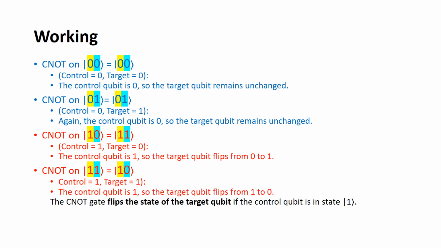There are 4 combinations of inputs as the CNOT gate works on 2 qubits. So the first 2 cases highlighted in blue show the control qubit is 0. So the target qubit, if it is 0, remains 0. If it is 1, it remains 1 without any change. In the other 2 cases, the control bit is 1. So the target qubit 0 changes to 1 and the target qubit 1 changes to 0 in the last 2 cases. So the CNOT gate flips the state of the target qubit if the control qubit is in state 1.